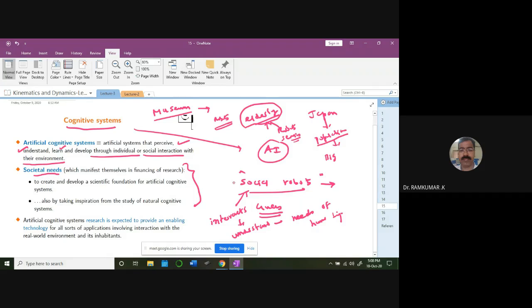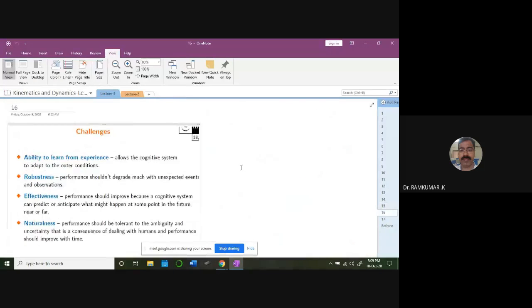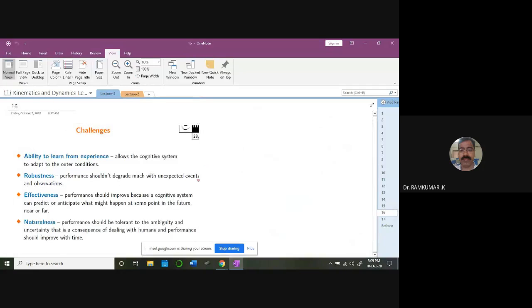The robot has to interact with human beings, understand their needs, and work along with them in a cooperative way. That's the idea. So the main challenges are that the cognitive systems have to learn from experiences. That's where ML and DL technology is coming up. You'll be learning this in the second and third semesters, machine learning and deep learning. There you talk about this learning aspect and learn about it completely.